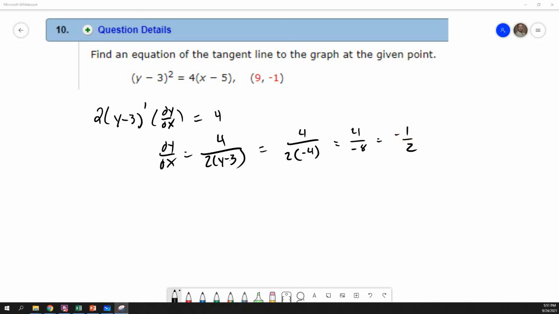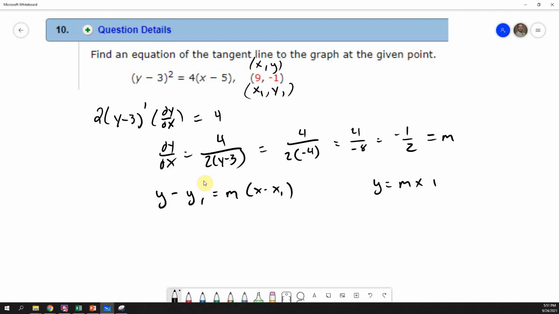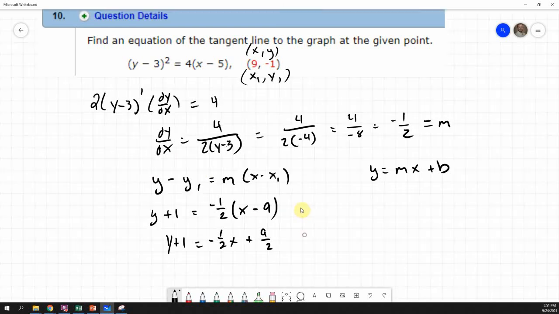So that gives me my m, right? So y minus y sub 1 equals m times (x minus x sub 1). This is m, this is x sub 1 and y sub 1. Or this is x, y, and m, and I can use y equals mx plus b. So if you know this formula, we'll say y minus negative 1, which is plus 1, equals negative 1/2 times (x minus 9). So y plus 1 equals negative 1/2 x plus 9/2, right? Because negative 1/2 times negative 9 is plus 9/2.